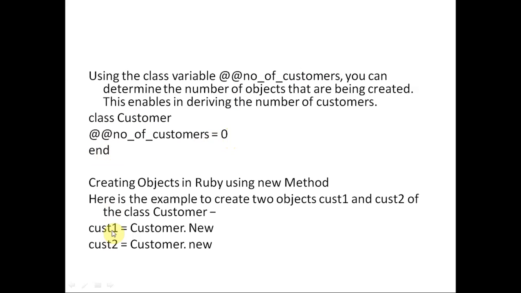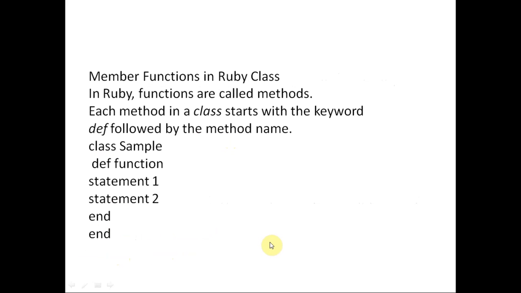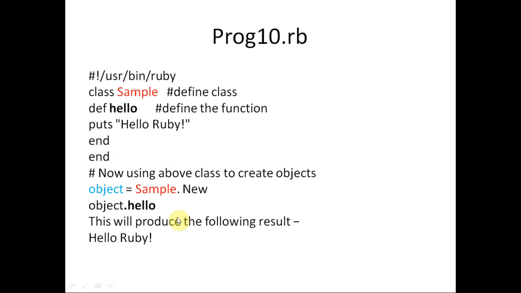Then end. For creating an object, customer is the class name, customer.new, and that will be the object, which is equal to customer1. Similarly, for another object, that is customer2, like that you can do it here. Let us go for an example, and here also you can go for defining a function. For defining a function under this class, def function, give some statements, end, and you can call all these things. Let us go for a program.